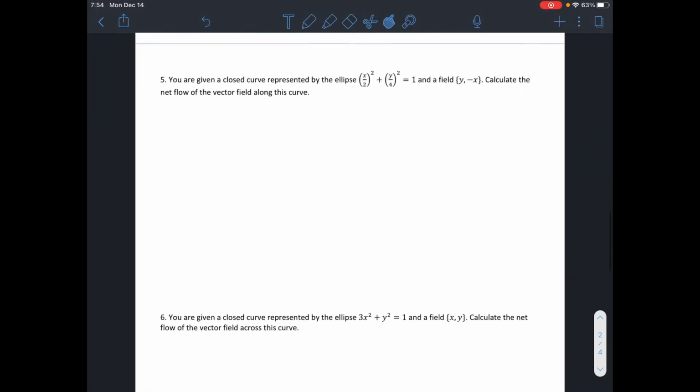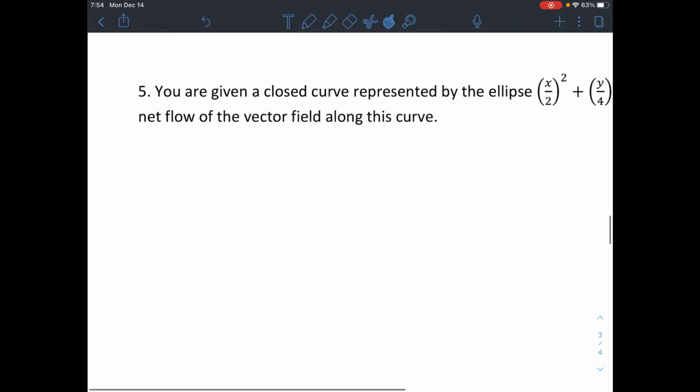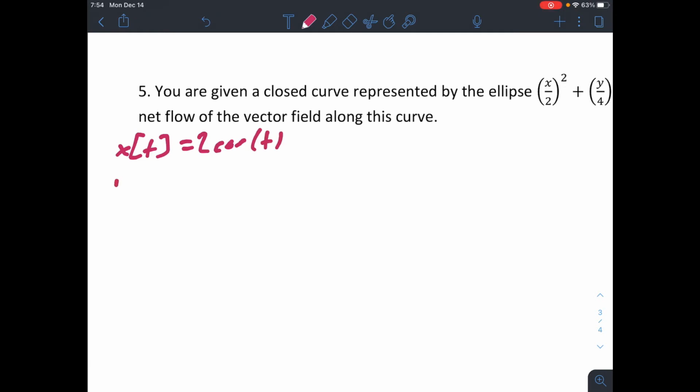So number 5, we're given a closed curve represented by that ellipse and a field y, negative x. Calculate the net flow of the vector field along that curve. All right, so we'll get to that part when we get to that part. First, let's parameterize our ellipse. So x of t is going to be 2 cosine t. Y of t is going to be 4 sine t. Obviously that means t is going to go from 0 to 2 pi.